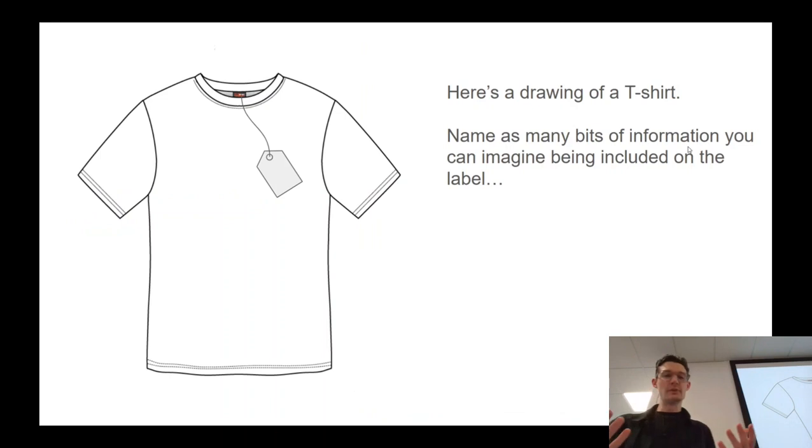Now, what I want you to do is have a think about something nothing to do with buildings at all. I want you to imagine you bought a t-shirt in a shop, or you're looking in a shop for a t-shirt, and there's a label on that t-shirt. What I want you to do is take 30 seconds with the person sitting next to you, name as many bits of information as you can imagine being included on that label. Just thinking about t-shirts now, we're not thinking about buildings, but it will be relevant to buildings. Go, go, go. 30 seconds.